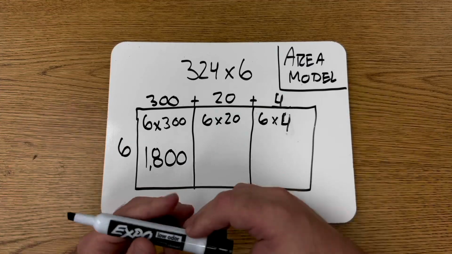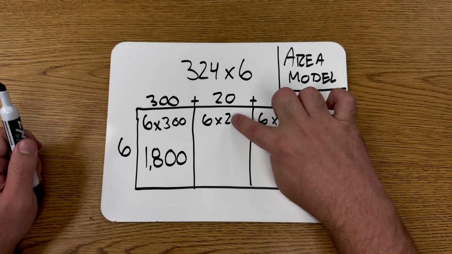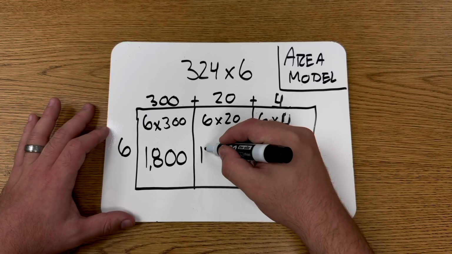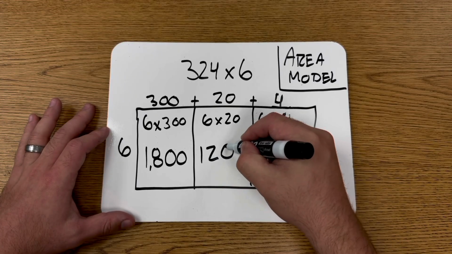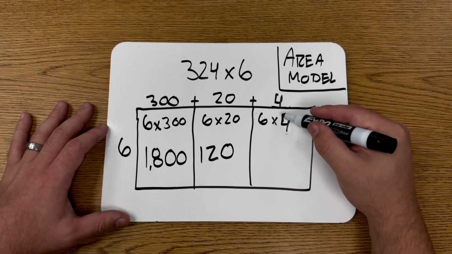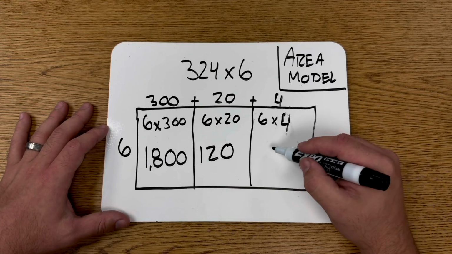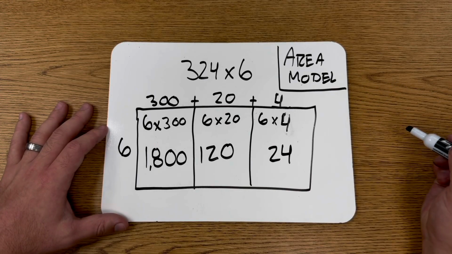Same thing over here with our 6 times 20. We can cover up the 0, so we end up with 6 times 2. And 6 times 2, that's easy. We have 12. And we bring our 0 down. And then we have 6 times a very messy 4 over here, but 6 times 4 is 24, okay?